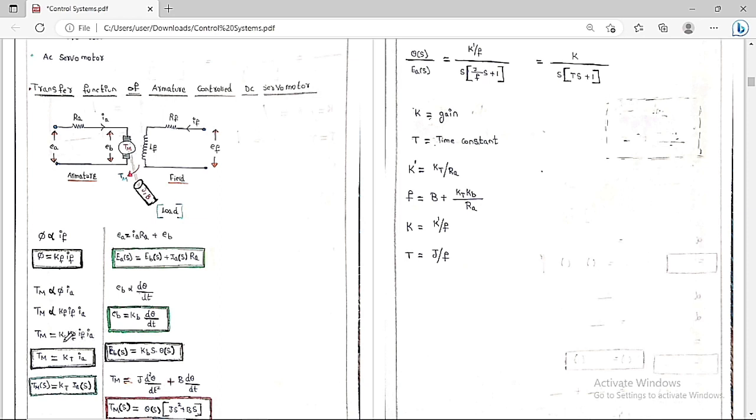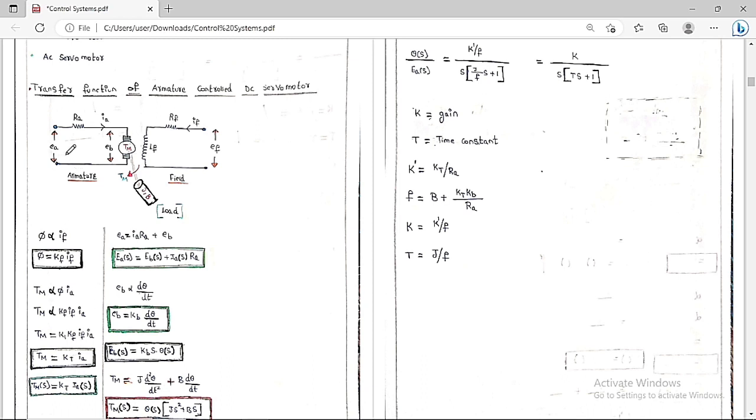I am going to assume K1 into Kf is Kt, the overall constant. So Tm is equal to Kt into Ia. This is another equation, and this is in the time domain. If I want it in the Laplace domain, then Tm of S is equal to Kt into I of S. So this is the Laplace domain, and the earlier one is the time domain.